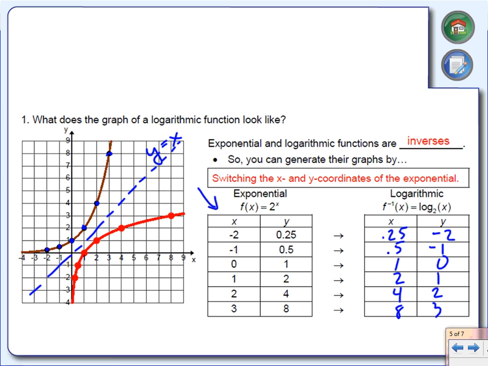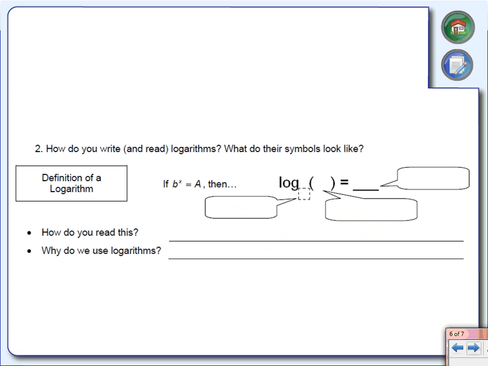All right, so let's take it to the next level. How do you write and read logarithms? What do their symbols look like? Well, here's the exponential. Let's start with this b to the x power equals a. If b to the x power is equal to a, then log something something equals something. All right, let's start with the little dotted box here. What goes in the little dotted box? The b. B goes in that little dotted box.